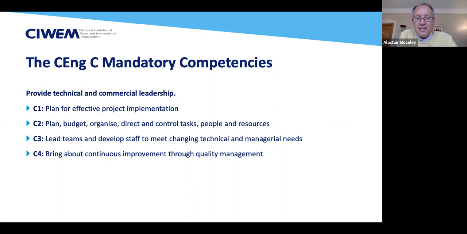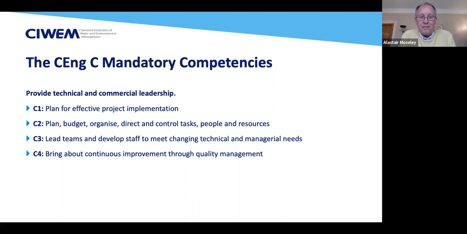So very slightly different. Can you see, I was explaining this last week, the competencies have the same number, but they are not the same as the CIWEM ones. So it's important you don't just cut and paste across. You have to use a bit of intelligence here to really make sure you answer the question.